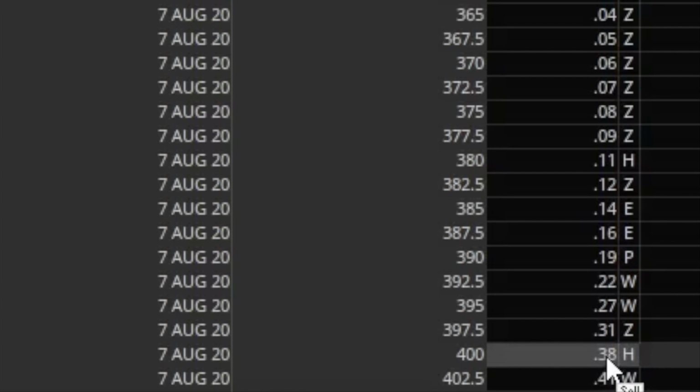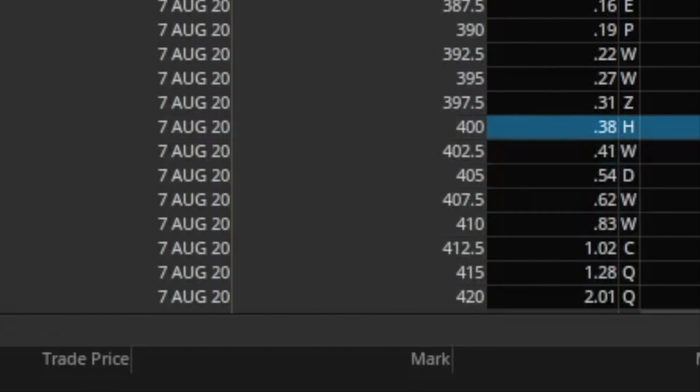So for this one, the bid is 38 cents and the ask is 42 cents. So if we go to buy this contract, a good price to set would be this 40-cent range, right in between the 38 and 42. Then we're most likely to get a fill.